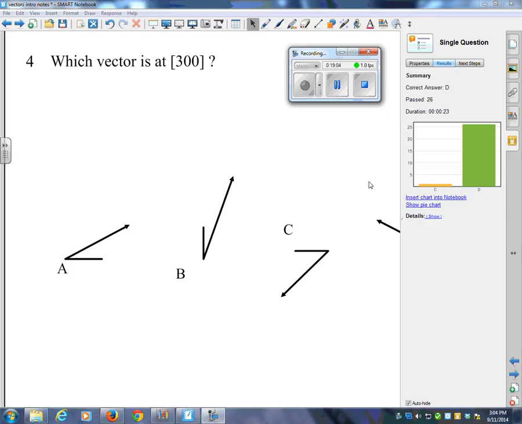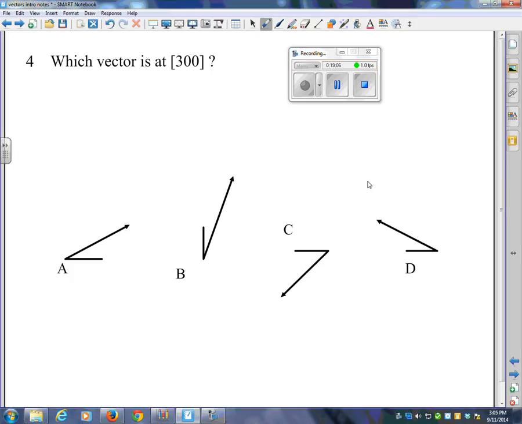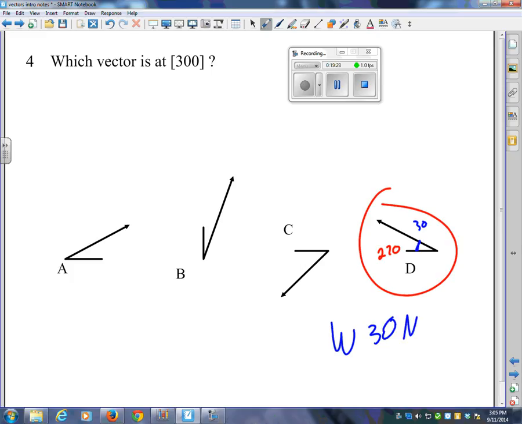Correct answer is D over here, 300 degrees. Why? This here is 270, right? So 300 has to be past that, right? I was thinking of it in angles there. What's that little angle in there? How much is that in blue? 30 degrees. We would write that as west 30 north, right? West 30 north. Okay, I think you guys are getting the hang of this.